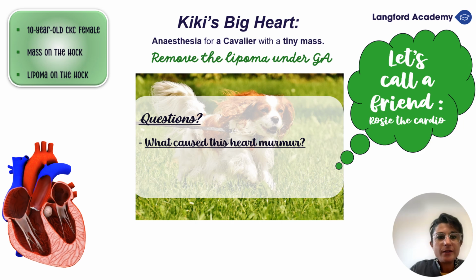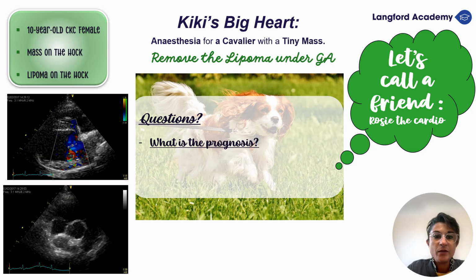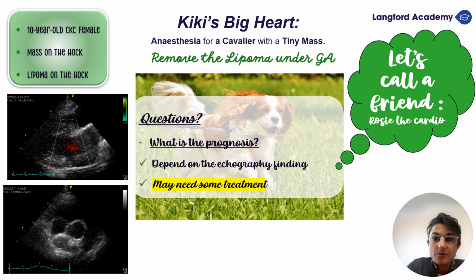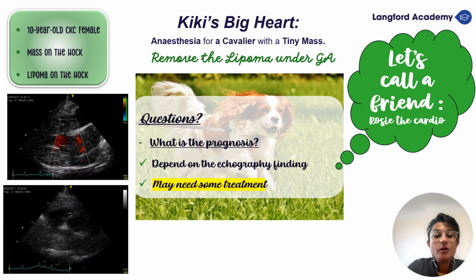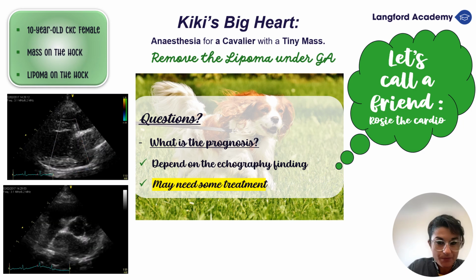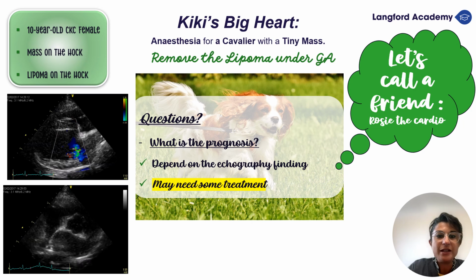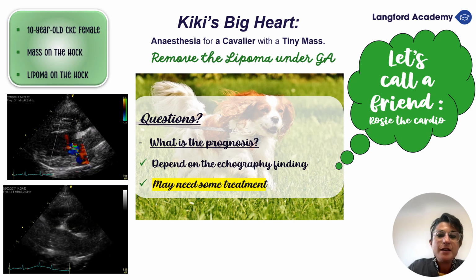So to summarize, what can cause this heart murmur? According to the location, the breed and the age, it's most likely a mitral valve disease. The prognosis depends on the echographic finding, so it might need some treatment. Luckily you managed to do an echocardiography, and then there is most likely a mitral valve disease, stage B1, as you can see on the video.